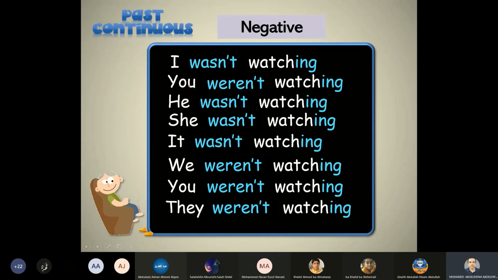Hashim, here you can see 1, 2, 3, 4, 5, 6, 7, 8. You can see 8 sentences in the past continuous tense, but actually they are in the negative. All these sentences are the negative form of the past continuous tense. Can you help us read these sentences?